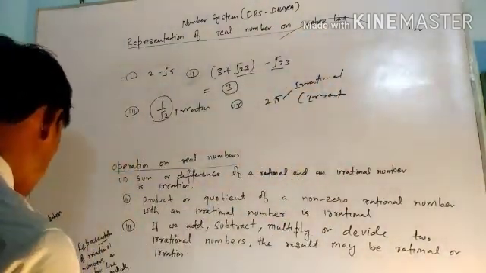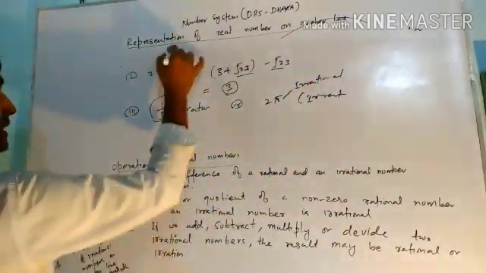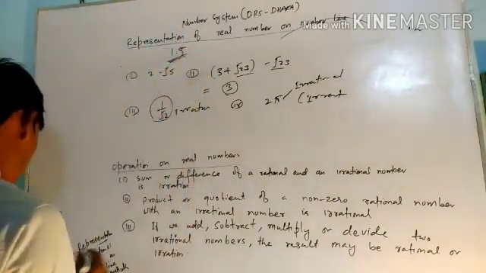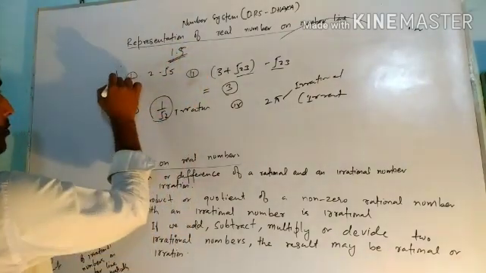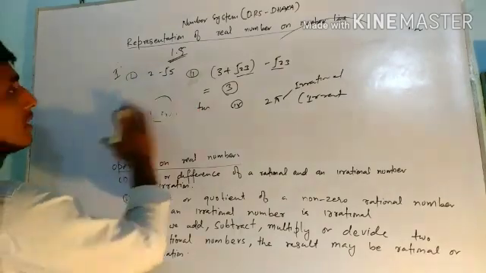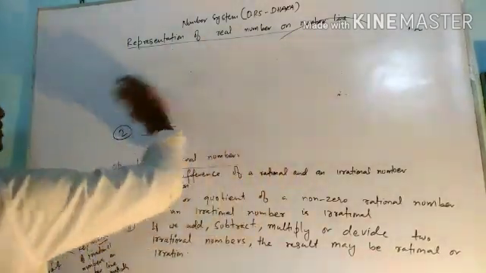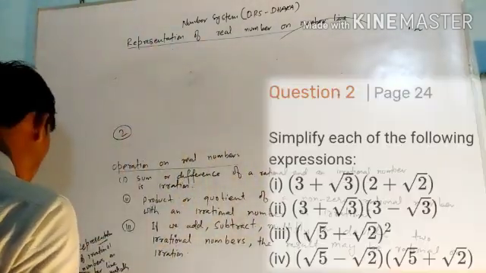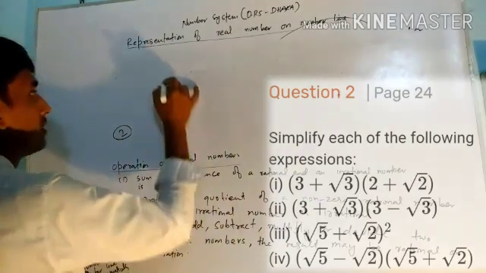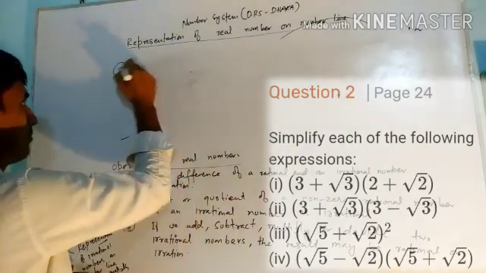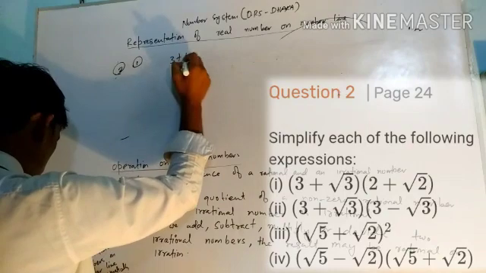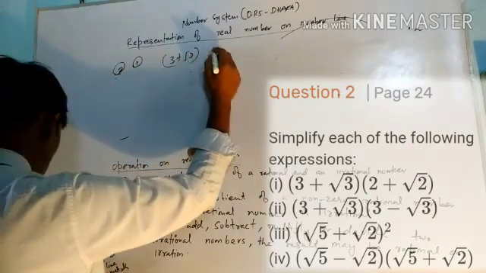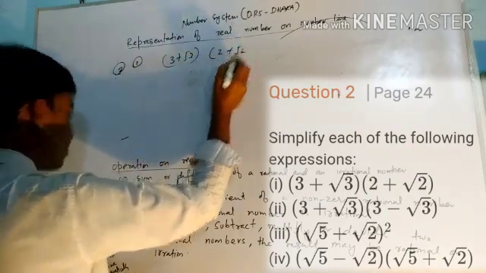So the next question, exercise 1.5. This was question number 1. Now we will solve question number 2. Simplify each of the following expressions. Question number 2, part 1: 3 plus root 3 into 2 plus root 2.